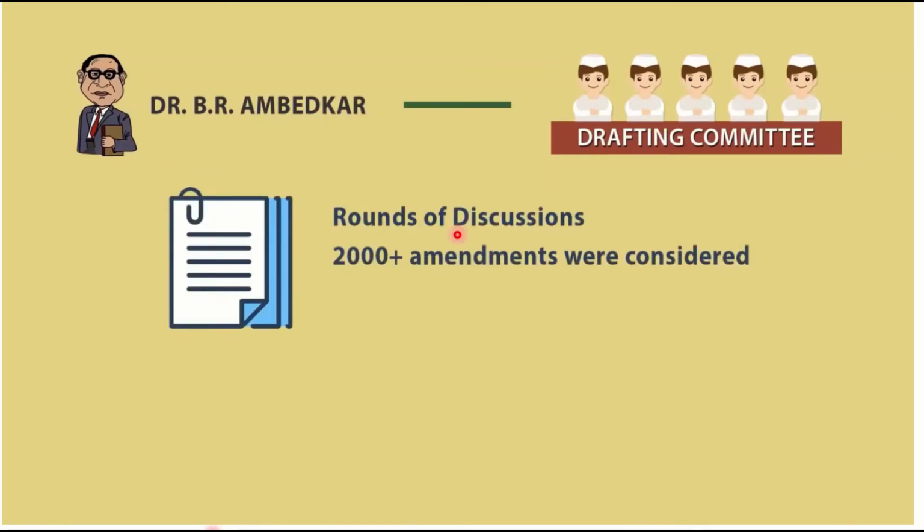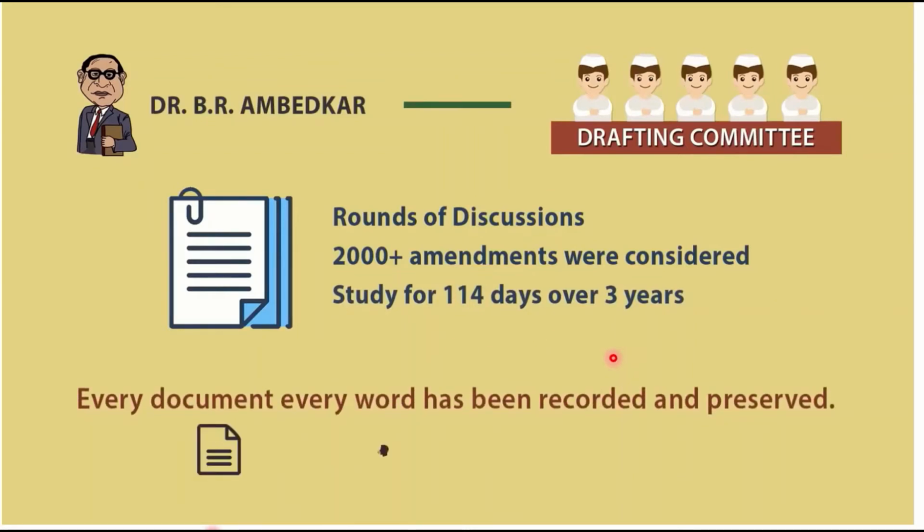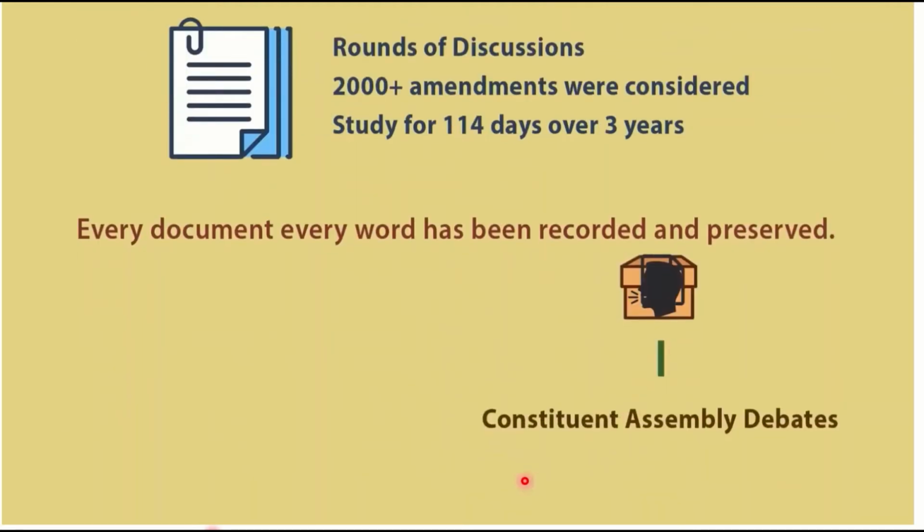When printed, the draft was discussed in several rounds. More than 2,000 amendments were made. The study took 114 days, approximately 3 years. These are called the Constituent Assembly debates. These debates fill 12 bulky volumes.